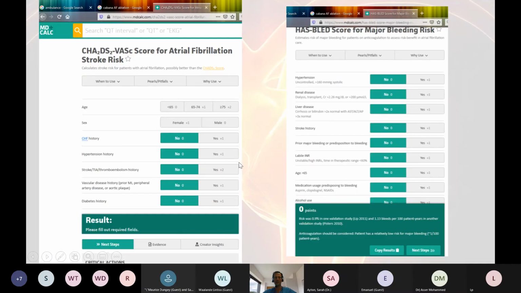I said I would talk about the CHA2DS2-VASc score and HAS-BLED. So these are some risk calculators. You can find those on MDCalc or just Google. There are loads of calculators online. So CHA2DS2-VASc, it's based on age. You get 2 points if you're over 75. You score a point if you're female. So I'm afraid that's just a fact of life. If you're a lady, you're at slightly higher risk of stroke than men.